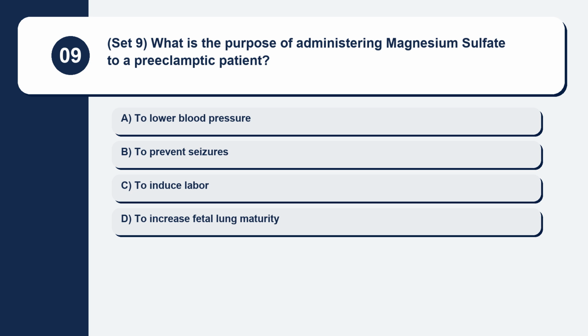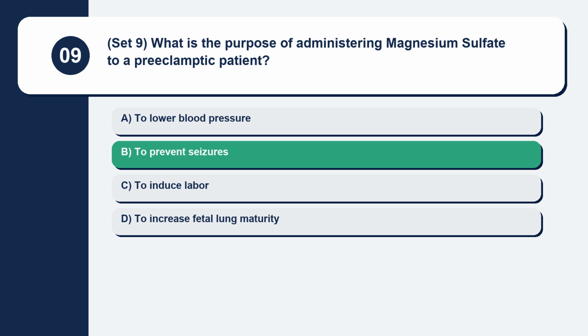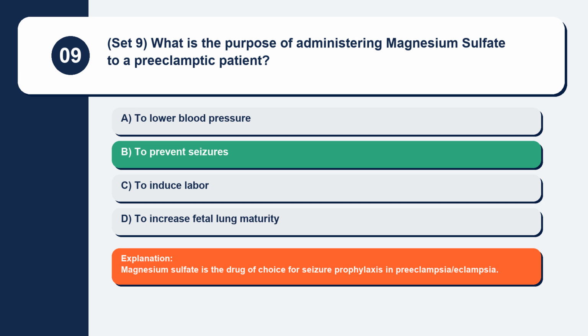Question 9. Set 9. What is the purpose of administering magnesium sulfate to a preeclamptic patient? To lower blood pressure, to prevent seizures, to induce labor, to increase fetal lung maturity. Magnesium sulfate is the drug of choice for seizure prophylaxis in preeclampsia/eclampsia.